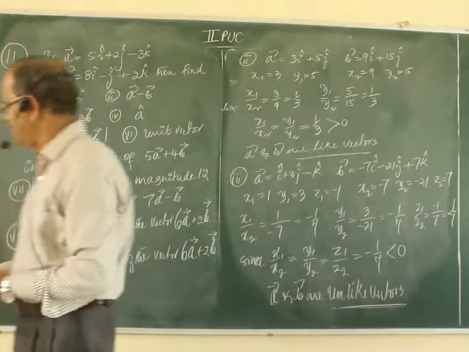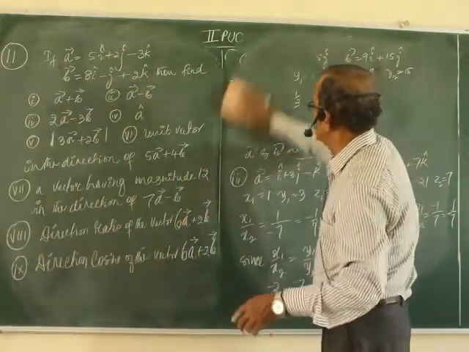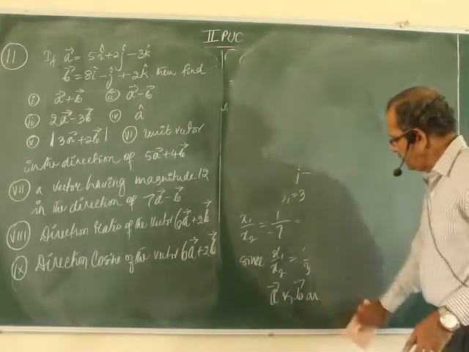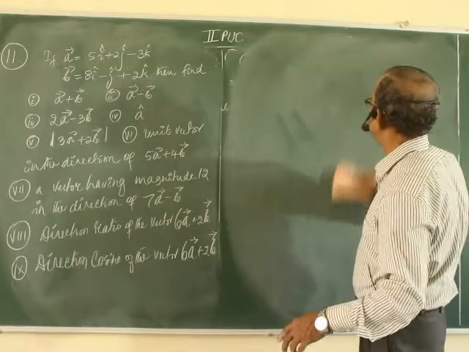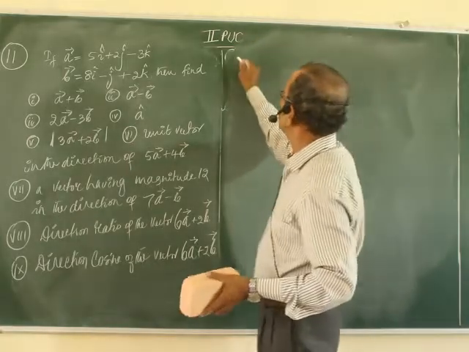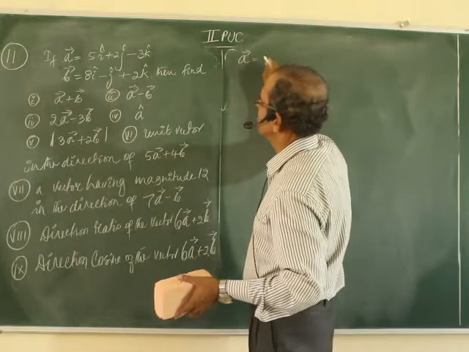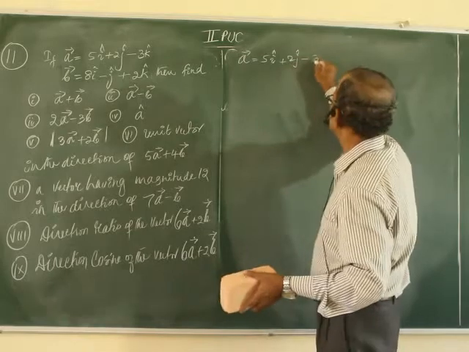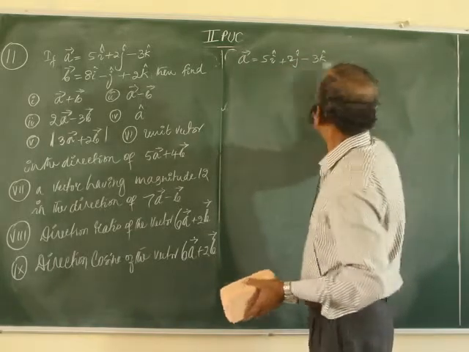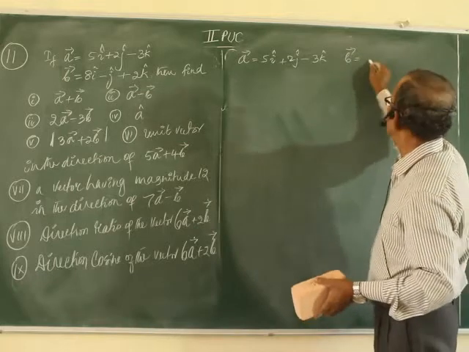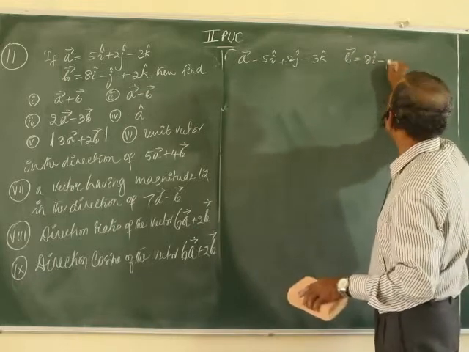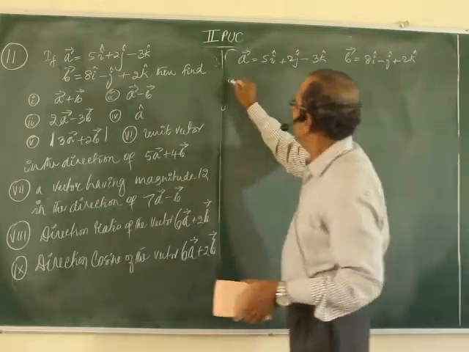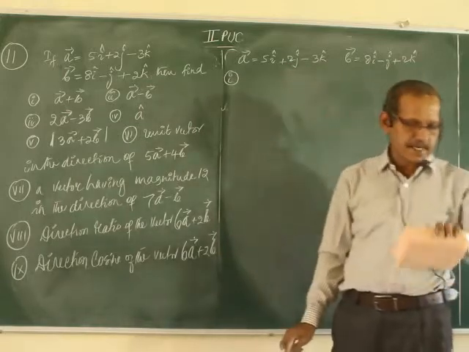See the thing carefully. Same vectors a and b given, but sub questions are 9. But all are very simple. Straight away you can obtain the answers. However, let me start with this. a and b are given, write once again: a equal to 5i plus 2j minus 3k, b equal to 8i minus j plus 2k. Answer for the first question. Let me start one by one.